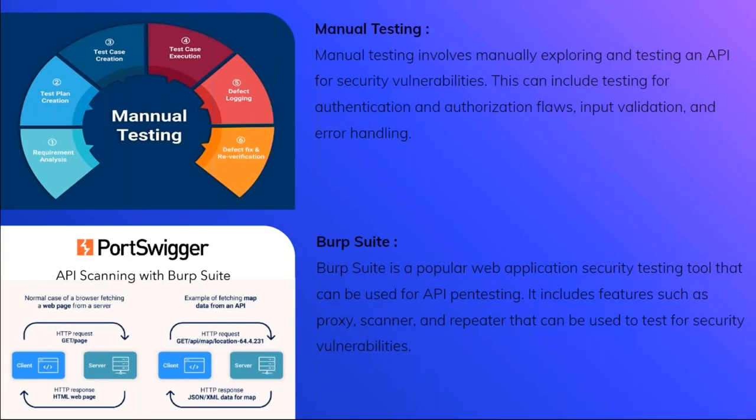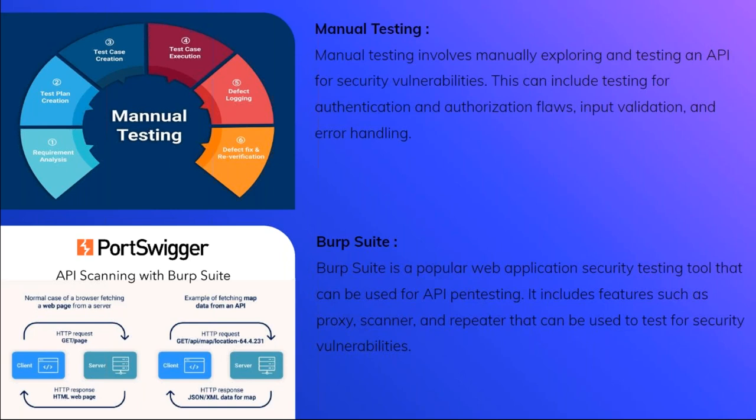Next, I'm explaining about manual testing. It is a common method for testing a newly made API application. Manual testing involves manually exploring an API for security vulnerabilities and checking the functionalities of an API. This can also include testing for authentication and authorization flaws, input validation, and error handling.